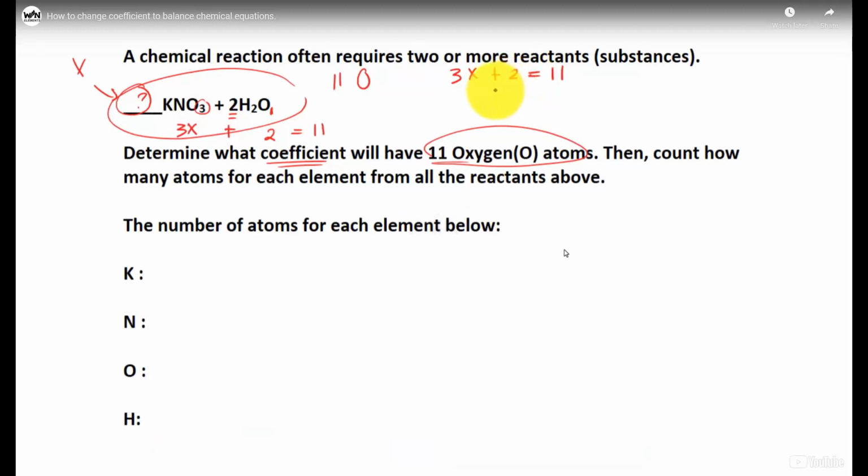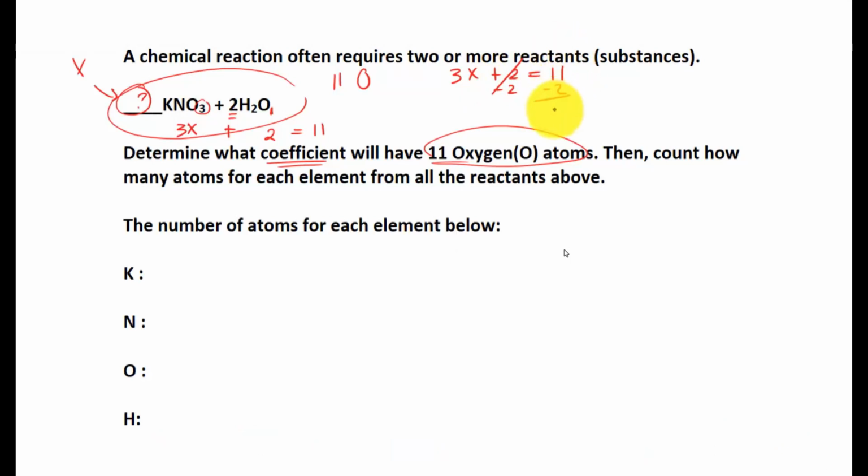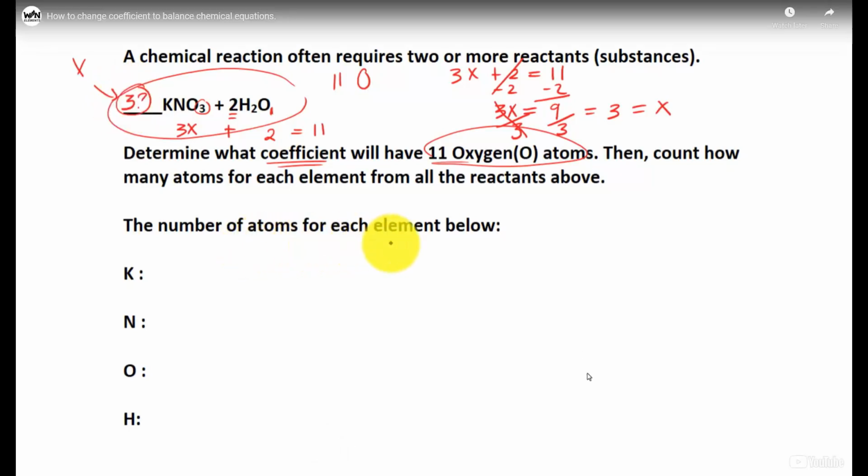So now we solve: we minus 2 on both sides. That cancels out. And what do we have here? That gives us a total of 9. And that 9 is equal to 3x. And we're going to divide both sides by 3 right there. And what happened is the 3 cancels out, equal to x. And 9 divided by 3 gives us what? 3. So 3 is equal to x. So in this case, this is going to be 3. Now we're going to count the number of atoms for each element.